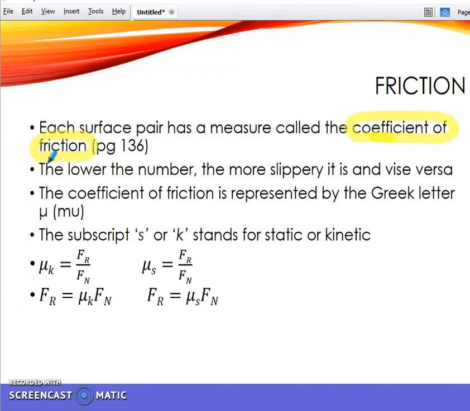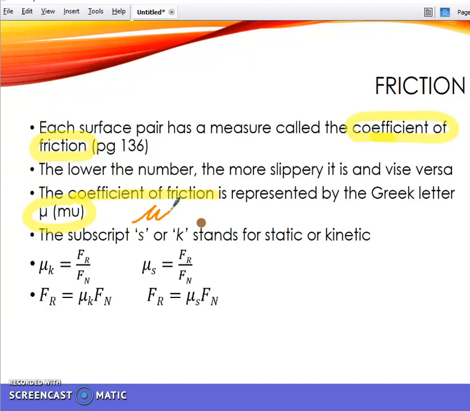Now this coefficient of friction is represented by the Greek letter mu, right there. Mu is just kind of like the letter U, but with a leading tail, like a sweeping tail. So we have mu.